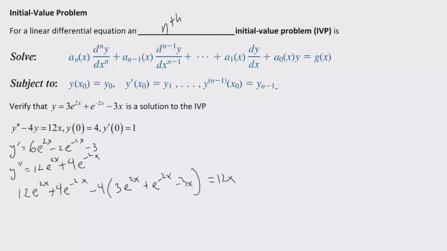Okay, so let's see. If we simplify this out, we get 12e^(2x) minus 12e^(2x) plus 4e^(-2x) minus 4e^(-2x), and then that gives me 12x equals 12x. Okay, so that in fact checks out. Hooray.